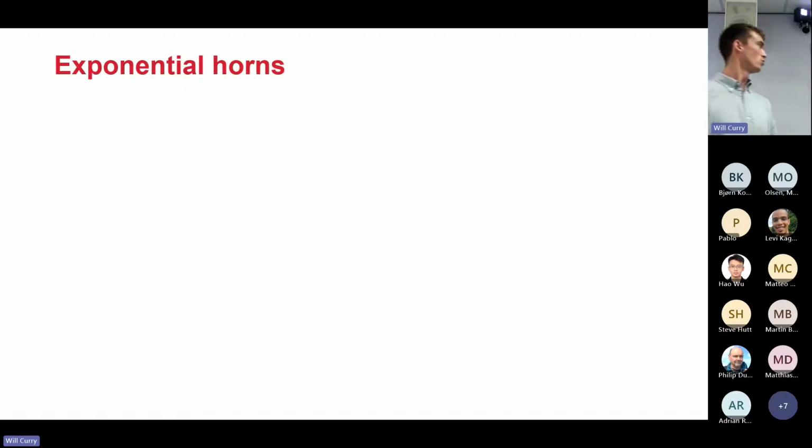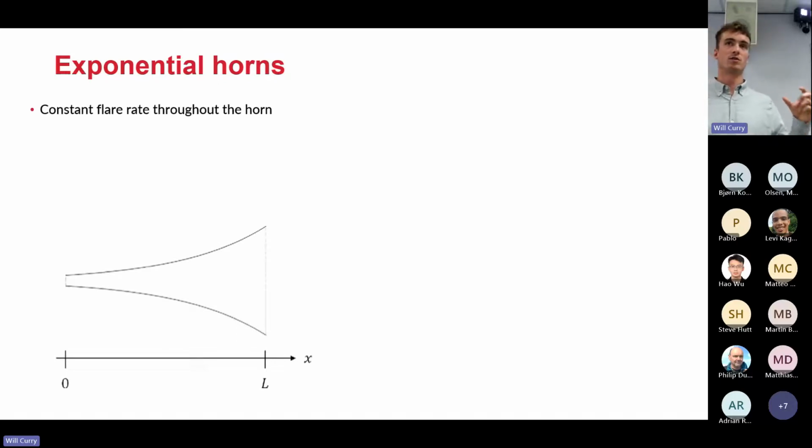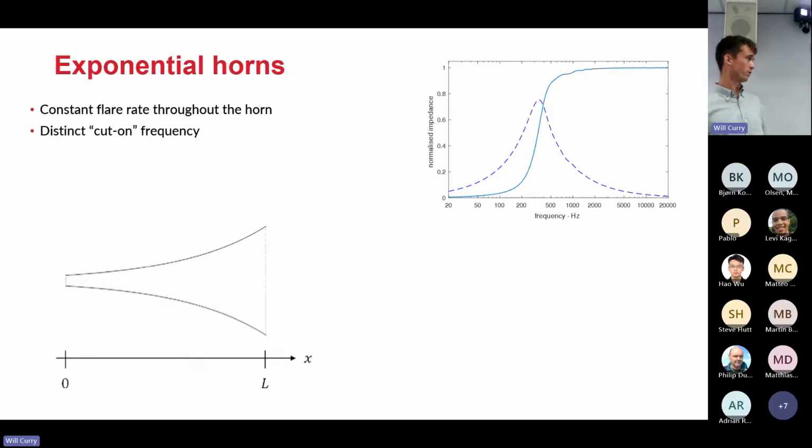So I'm going to look at two different types of horns to compare. So the first is exponential horns. Exponential horns have a constant flare rate throughout the horn, so this means that the expansion in area is continuous as you move down the horn. They have a distinct cut-on frequency.